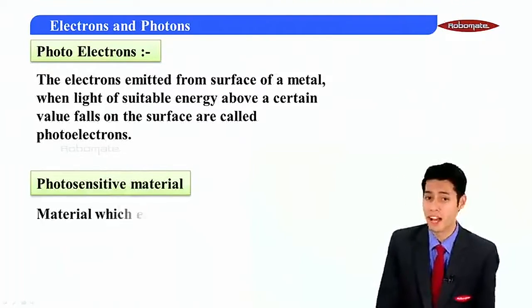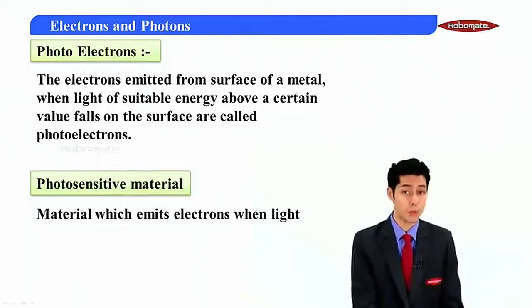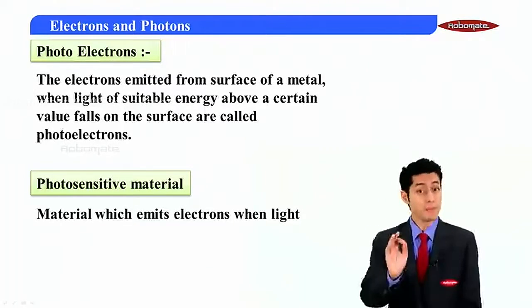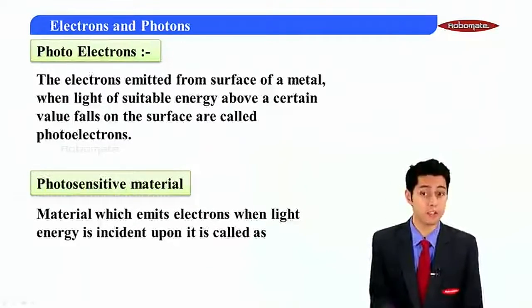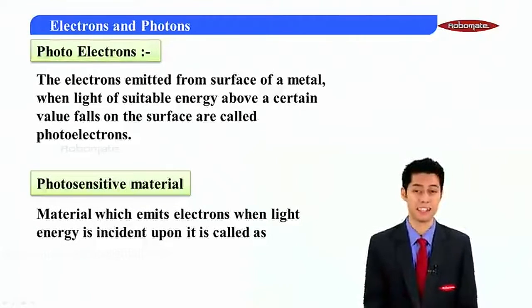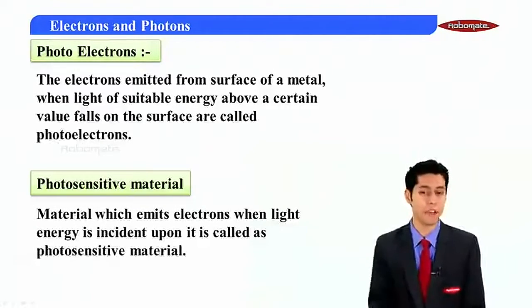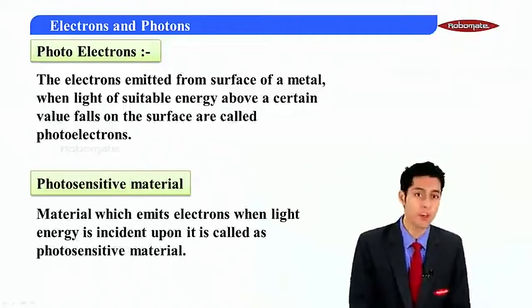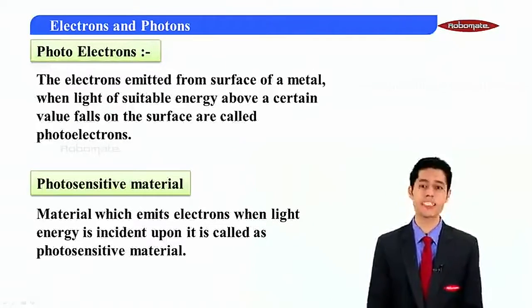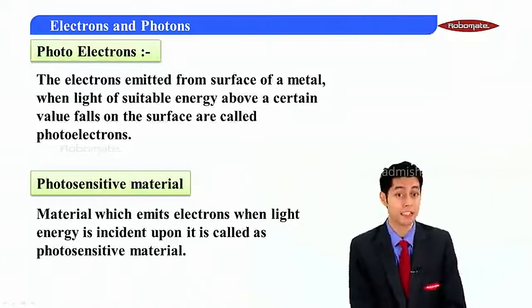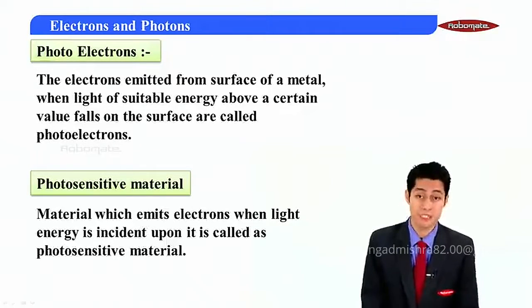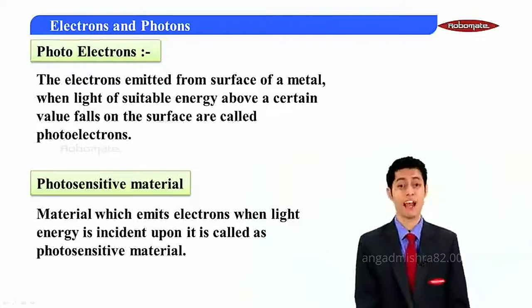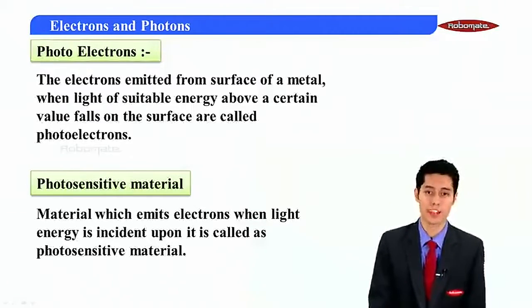We move ahead to the last definition. What is photosensitive material? Any material which emits electrons when light energy is incident upon it. This kind of material will be called as photosensitive material. And students, we have already studied that photosensitive materials are alkali metals, that is sodium, cesium and potassium and so on. So you know what are the examples.